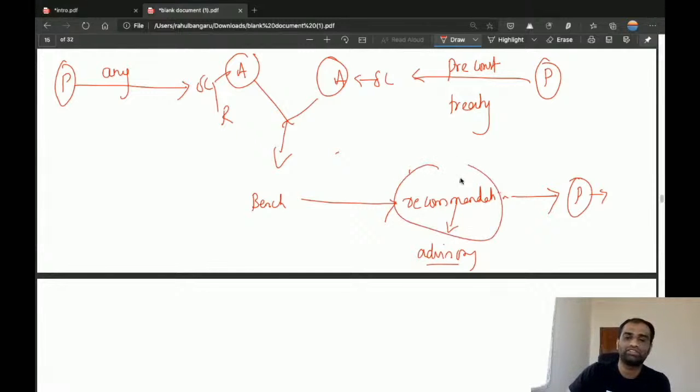Now this recommendation is not subject to judicial review. It is not subject to reconsideration by the Supreme Court.